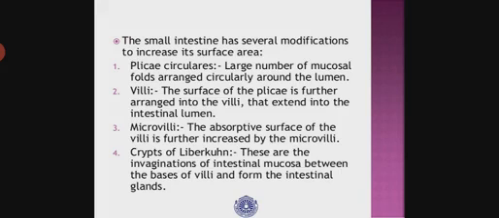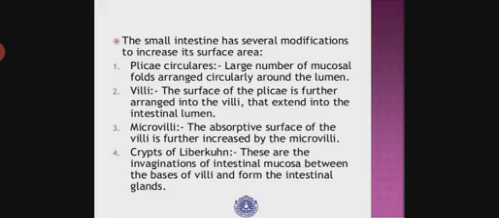The small intestine has several modifications to increase its surface area. They are: number 1, plicae circularis. These are the large number of mucosal folds arranged circularly around the lumen. Villi. The surface of the plicae is further arranged into the villi that extend into the intestinal lumen. So lumen is the central cavity of the small intestine. Then microvilli. The absorptive surface of the villi is further increased by the microvilli. So villi are further subdivided into microvilli.